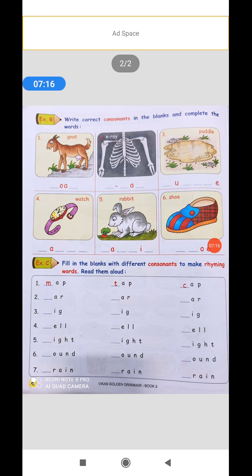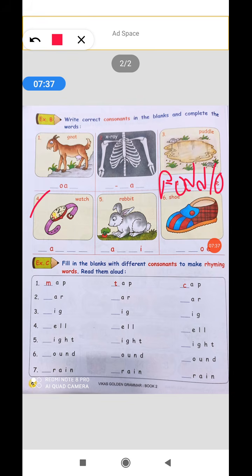Okay. So here U is a vowel and E is a vowel, right? Vowel letters are there, so we have to write consonant letters. What is the spelling of a puddle? P-U-D-D-L-E. Moving to the fourth one.